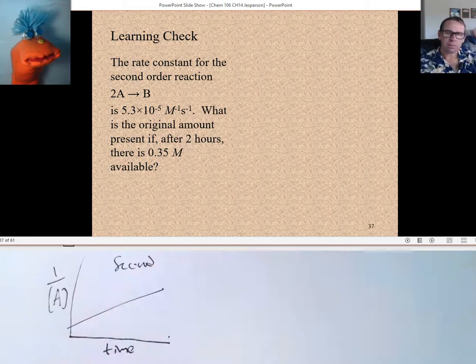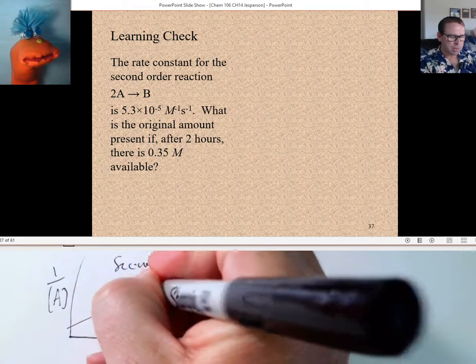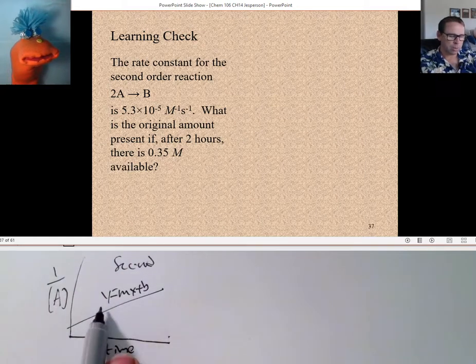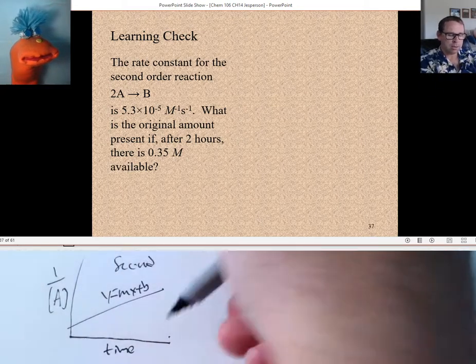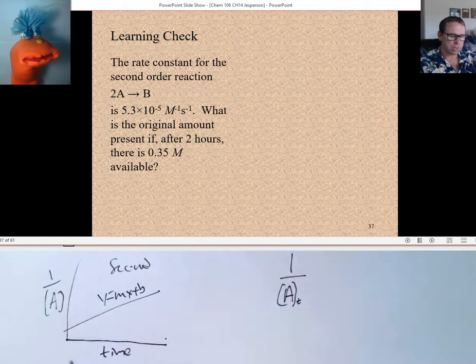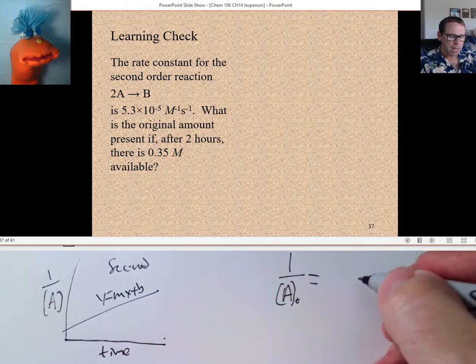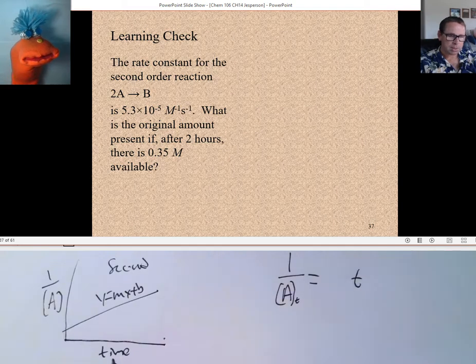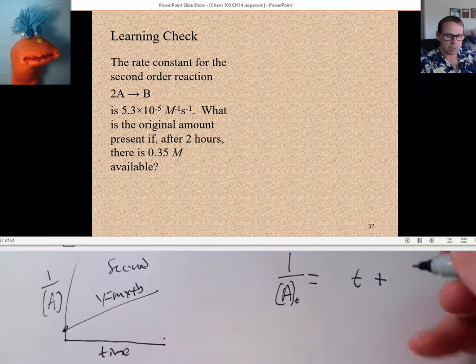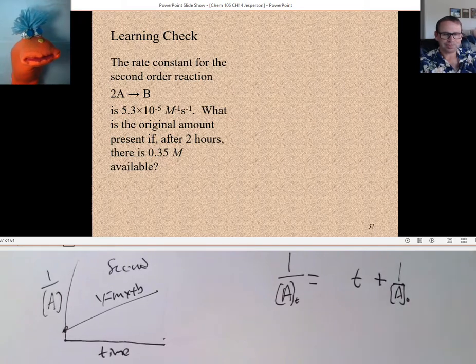So if I remember that plot there, then I can recognize that y equals mx plus b, here y is my 1 over A, and this is 1 over A at any given time point, right? Because we're getting A at all these different time points. The x, I can see as time, right? And b is going to be the 1 over A again, but at time equals 0, right here. That's the y-axis. So it's 1 over A for time equals 0.